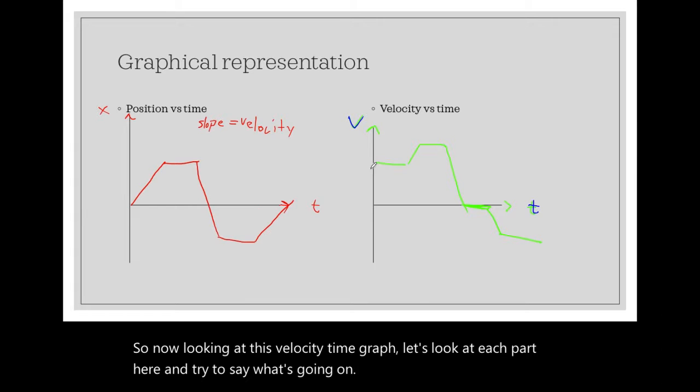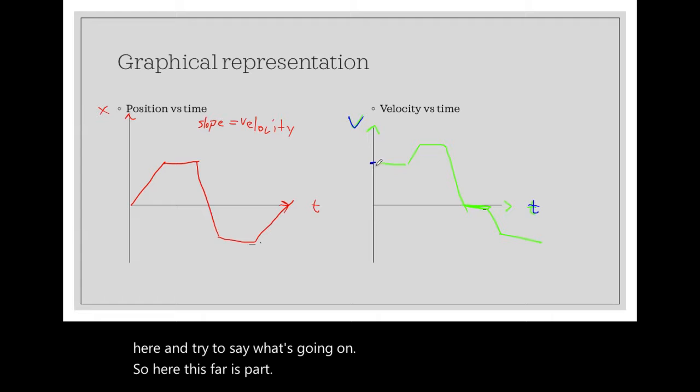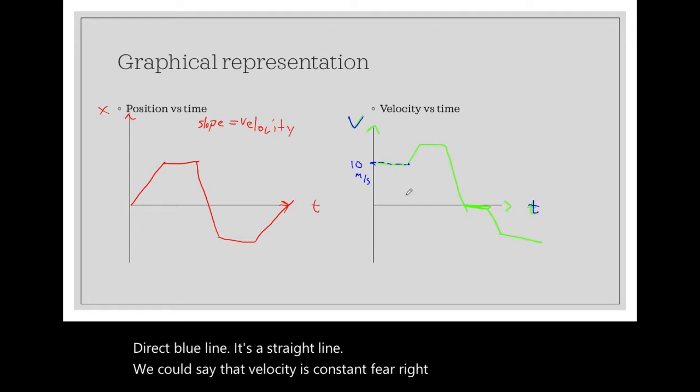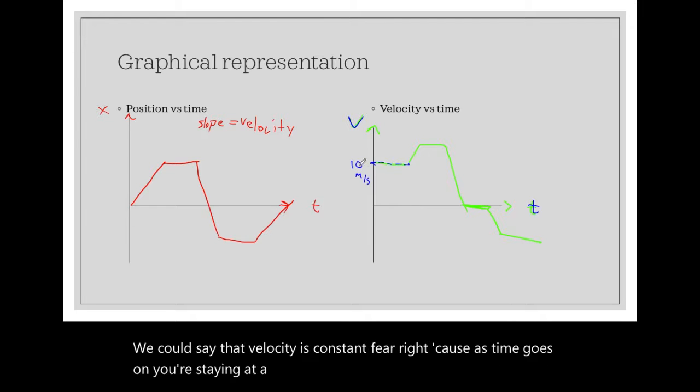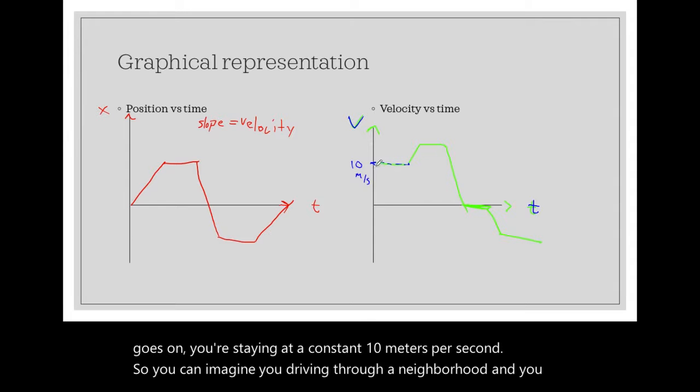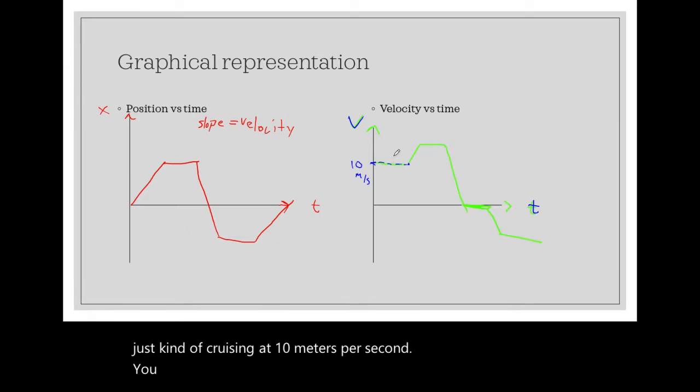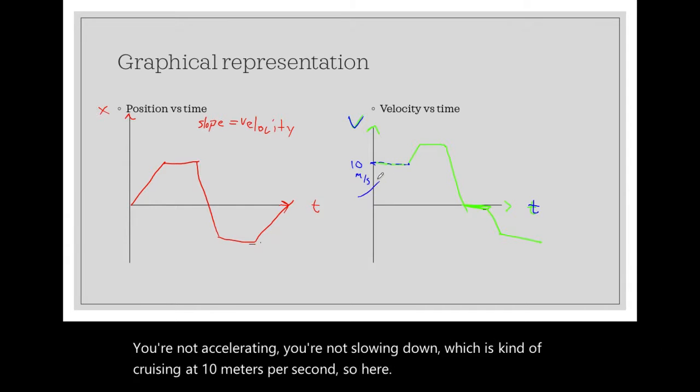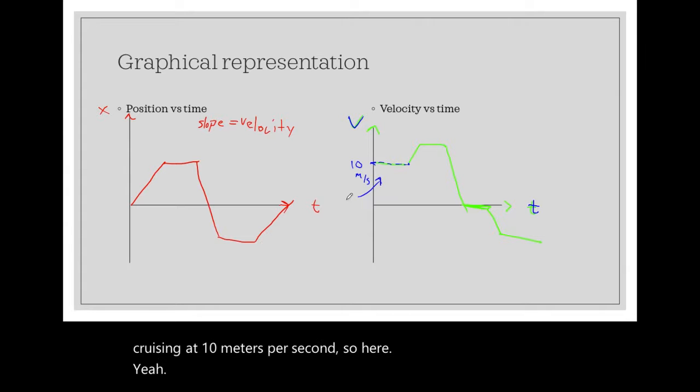So here, this first part, that's 10. For this first part, this dotted blue line, it's a straight line. We could say the velocity is constant there, right? Because as time goes on, you're staying at a constant 10 meters per second. You can imagine you're driving through a neighborhood and just cruising at 10 meters per second. You're not accelerating, you're not slowing down. So here, that's going to be a constant velocity.